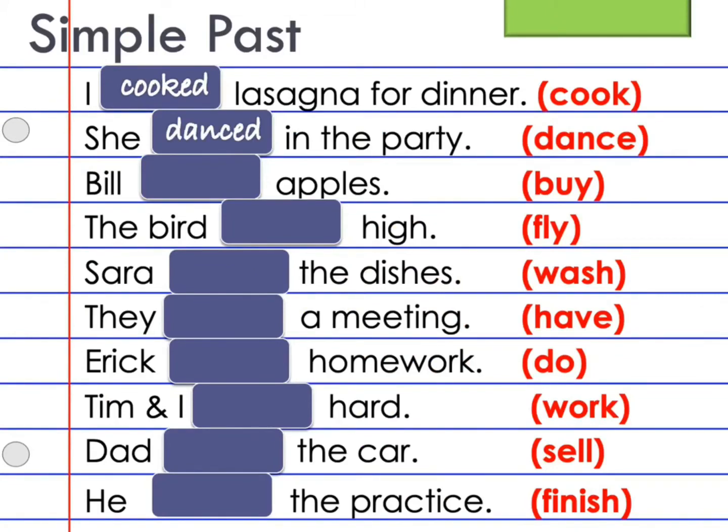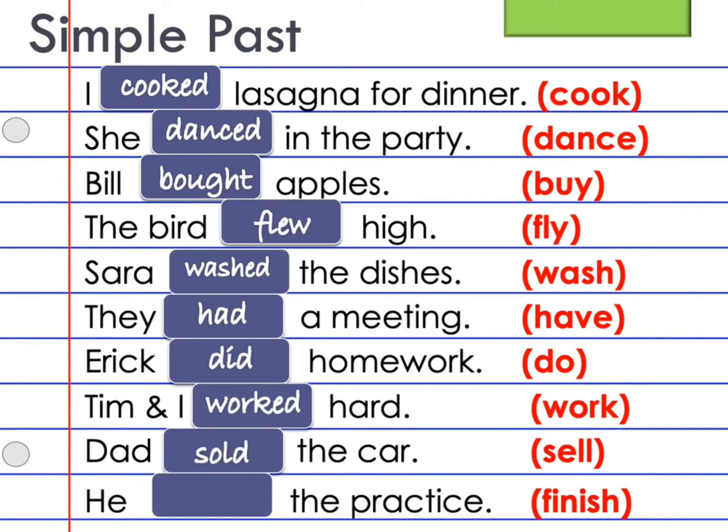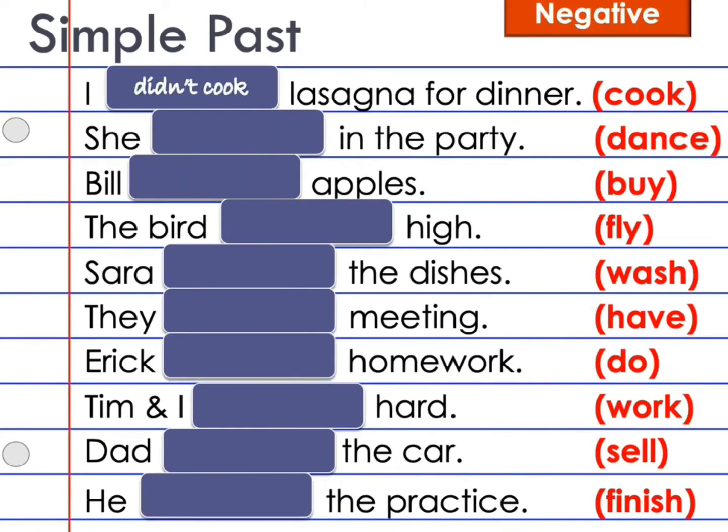For example, I cooked lasagna for dinner, she danced in the party, Bill bought apples, the bird flew high, Sarah washed the dishes, they had a meeting, Eric did homework, Tim and I worked very hard, and so on.